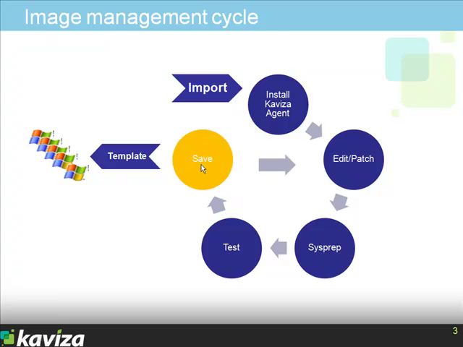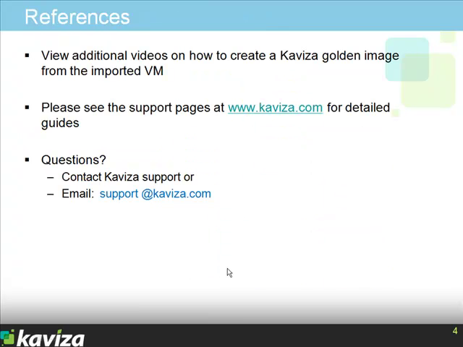Once we've published the image in Kaviza, we can associate different sets of policies with that image as templates, and from the templates, we generate virtual desktops. In following videos, we're going to walk you through some of these key steps in the image management cycle. If you want to try this out for yourself, you can download the product on our website and refer to the additional videos on how to create a golden image from Kaviza through the easy guided wizards in Kaviza's image management process.